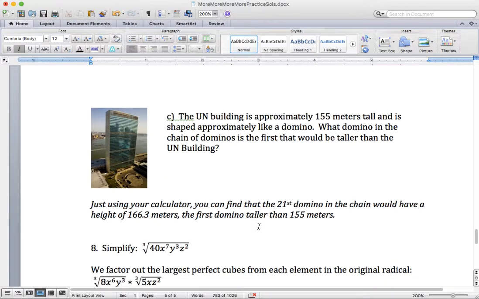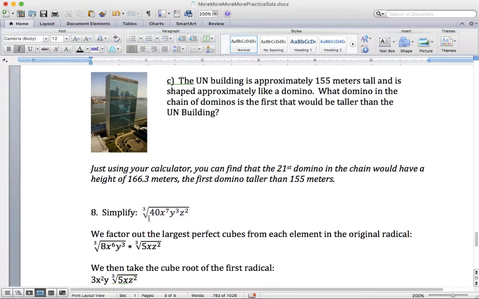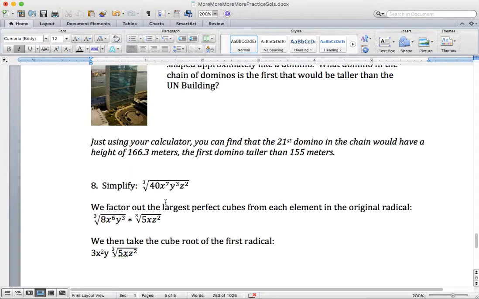Okay, we're simplifying the cube root of 40 times x to the 7th y cubed z squared. What we do here is we create two radicals. One, we pull all the perfect cubes and factor them out of our original radical, and then the other radical will just contain what's left over after we factored out. The largest perfect cube in 40 is 8, so we factor that out, put it here, which leaves us 5 because 8 times 5 is 40.